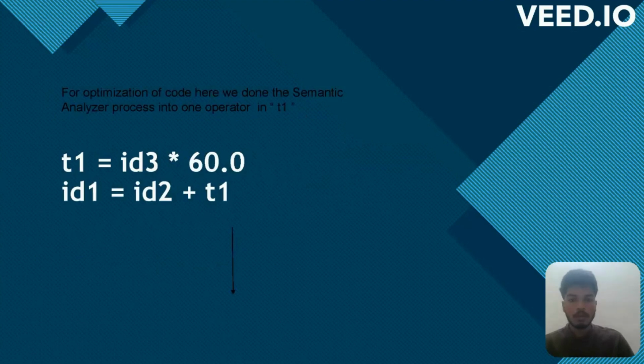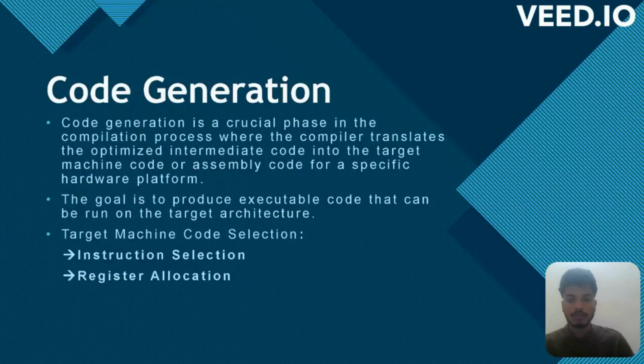For optimization of code, we have written the semantic analyzer process into one operator in T1. We reduced the above process of phases into fewer lines of code. Assembly code: T1 is ID3 into 60 into int to float, stored in the T1 variable. ID2 plus T1 is stored in the ID1 variable.